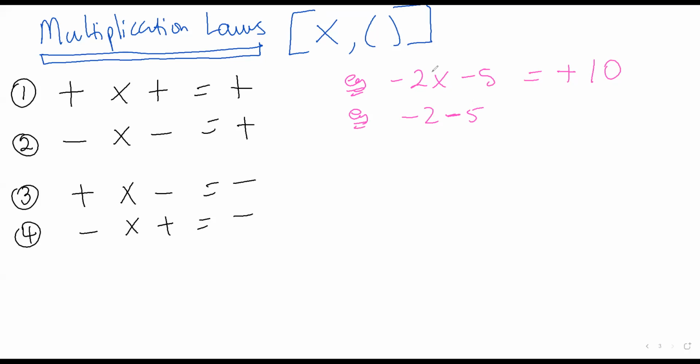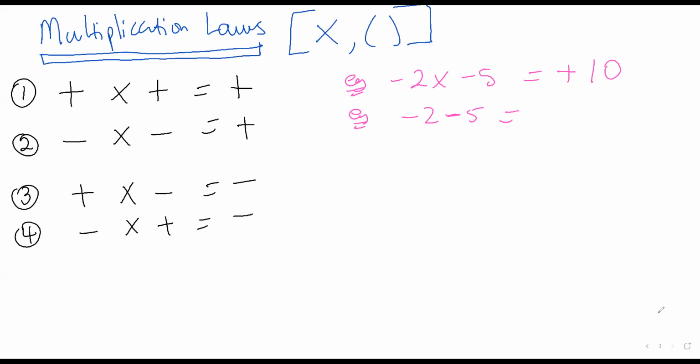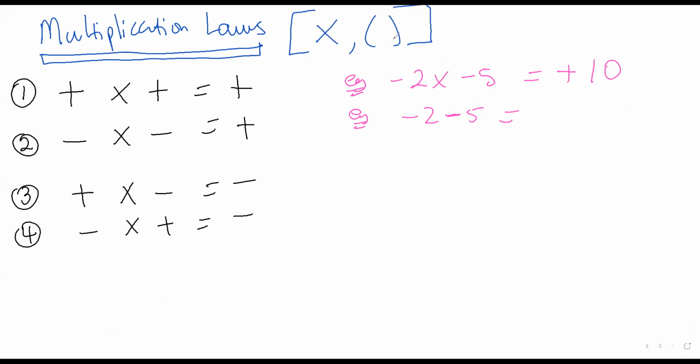However, if it was this, minus 2 minus 5, I have not seen any multiplication sign, I have not seen any brackets. So guess what? You have to use the addition and subtraction laws. Either same signs or different signs. This is same signs. Both carry negative, so we're going to find the sum. 5 add 2 is 7, and we keep the sign. Minus 7, right? So you see the difference. Only when you see a multiplication sign or brackets could we use the multiplication laws.